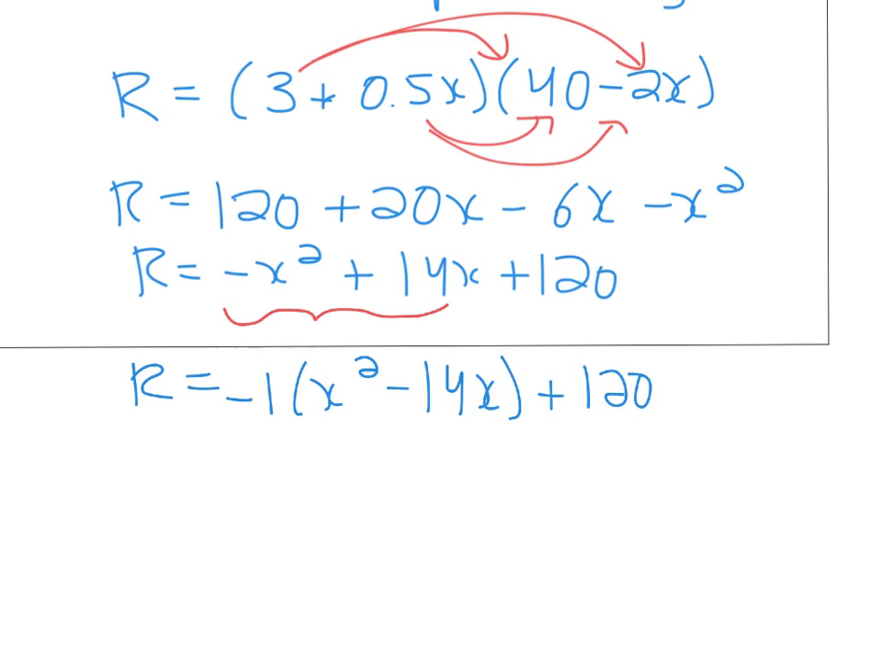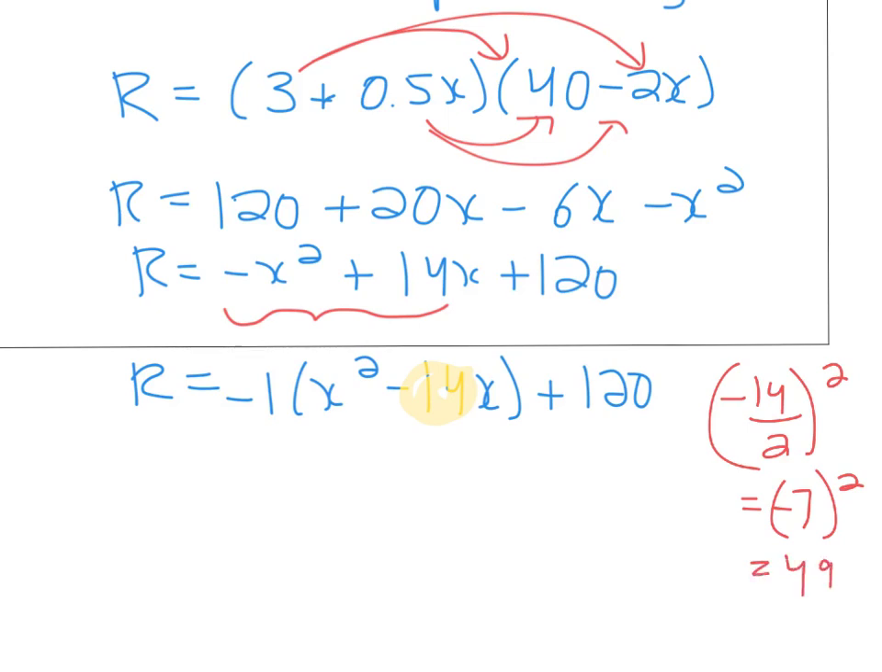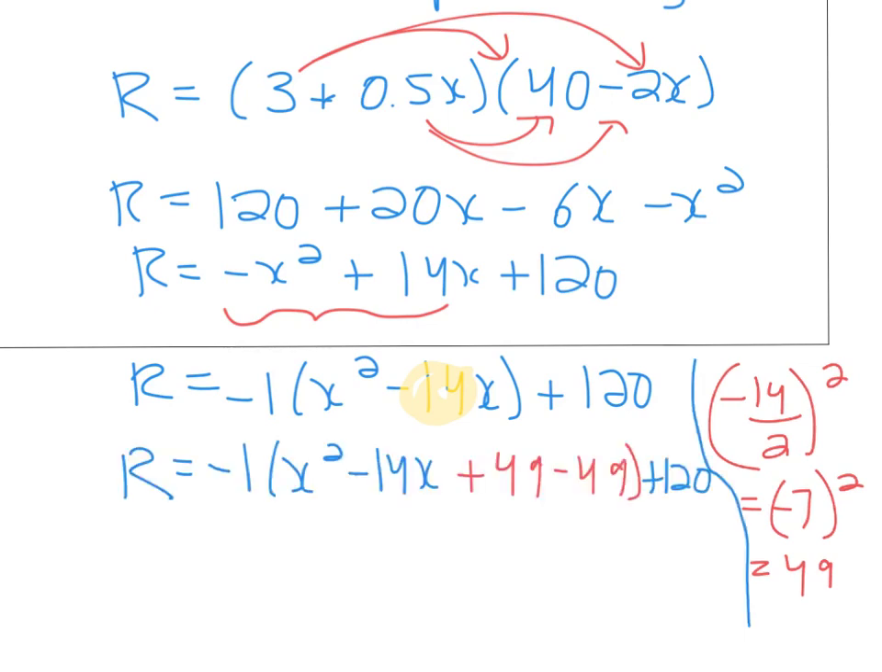Next, I'm going to take that -14 and I'm going to divide it by 2 and then square it. So I get (-7)², which is 49. So now I'm going to add and subtract that 49 inside the brackets, like this, and I wrote it in red. And then I'm going to take the -49 and multiply it by -1, which is my a value, which I factored out at the beginning, and move it to the outside of the brackets.